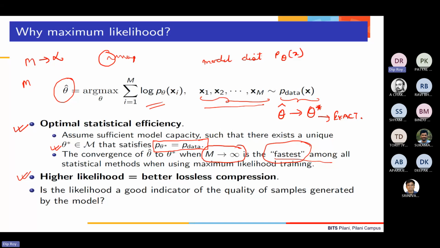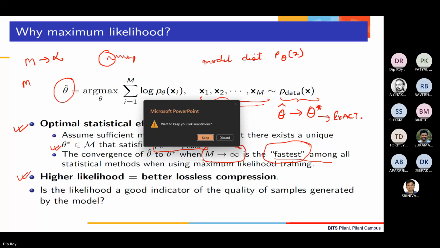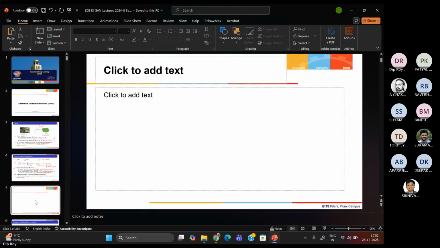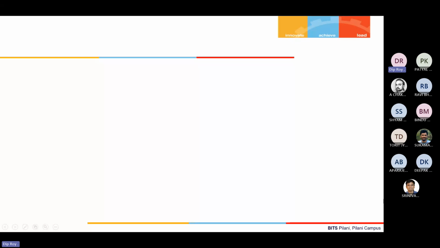Let me get a blank slide. So when we say likelihood, likelihood is what? Probability of the data given the model. This is likelihood, right? So if our model assigns high probability or high likelihood to the actual data, the model is very confident in predicting or describing the data. That's the key thing, right?